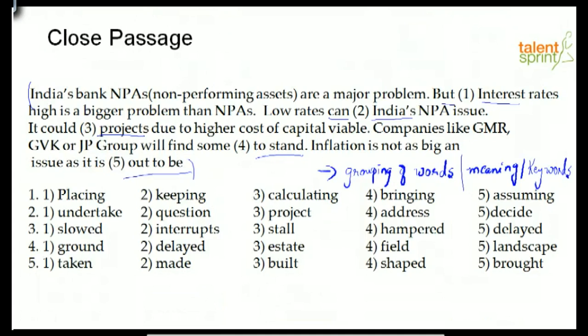So, let's quickly read. One strategy that you can do is to skim through the passage to understand what the main message or theme of the passage is. So let's look at it. India's bank NPAs are a major problem, but interest rates high is a bigger problem than NPAs. Low rates can dash India's NPA issue. It could dash projects due to higher cost of capital viable. Companies like GMR, GVK or JP Group will find some dash to stand. Inflation is not as big an issue as it is dash out to be.